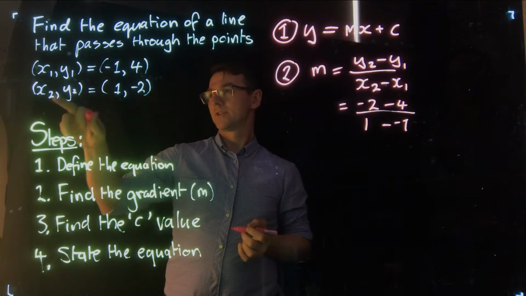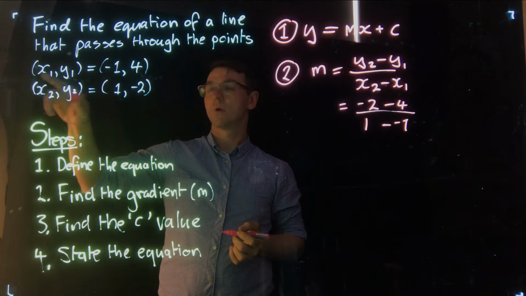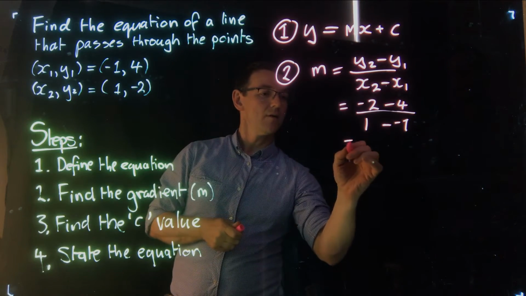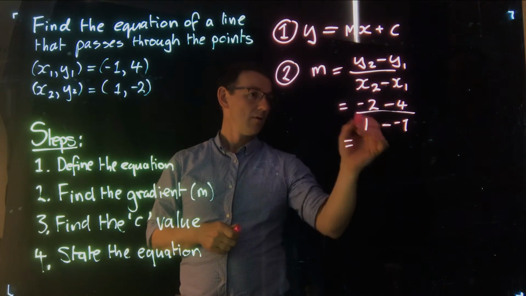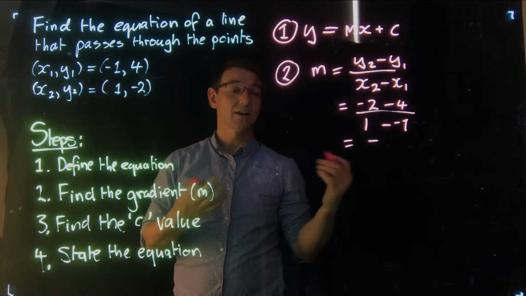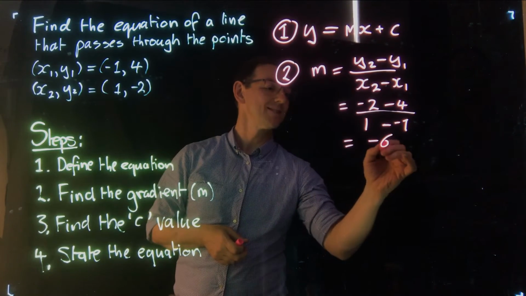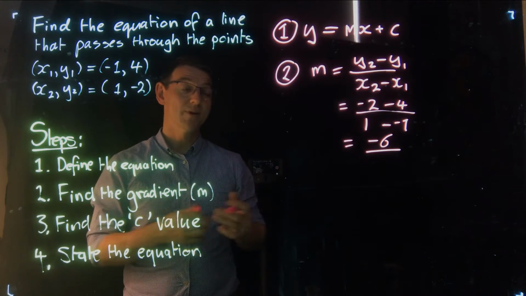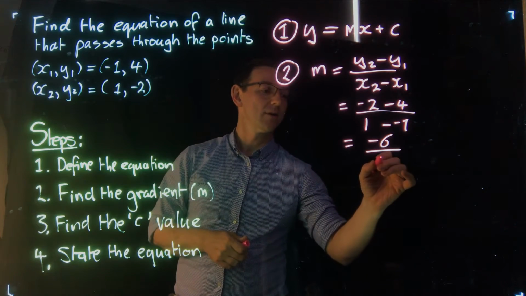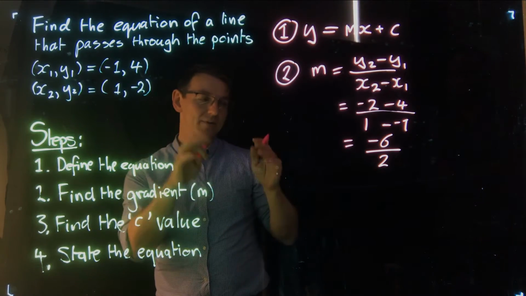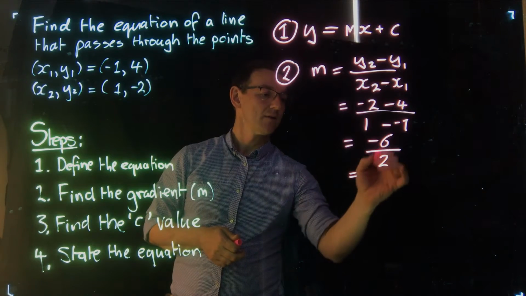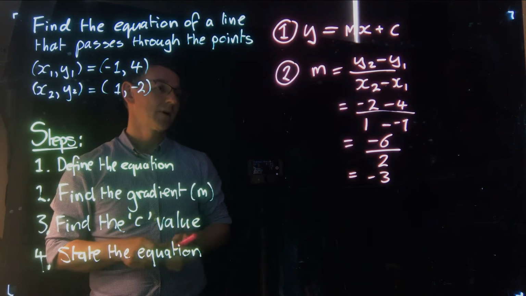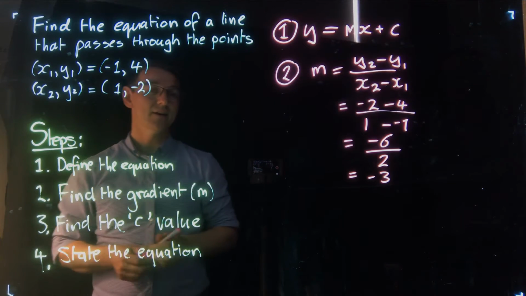Is this right? So let's have a look, x1, x2, y1, okay, so we're almost there. We're going to figure out this top line. We're starting at -2, subtracting 4, we end up at -6. And subtracting a negative number is the same as adding a number, so 1 plus 1 gives us a 2 on the bottom. We can simplify this a little bit further and call that -3. So we've found our m value. We've got our gradient. Step 2 down here, done.